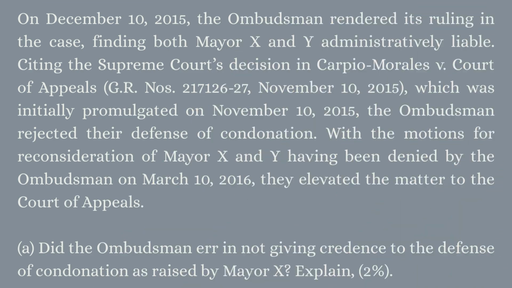On December 10, 2015, the Ombudsman rendered its ruling in the case, finding both Mayor X and Y administratively liable, citing the Supreme Court's decision in Carpio Morales versus Court of Appeals, which was initially promulgated on November 10, 2015. The Ombudsman rejected their defense of condonation, with the motions for reconsideration of Mayor X and Y having been denied by the Ombudsman on March 10, 2016. They elevated the matter to the Court of Appeals. Question: did the Ombudsman err in not giving credence to the defense of condonation as raised by Mayor X?